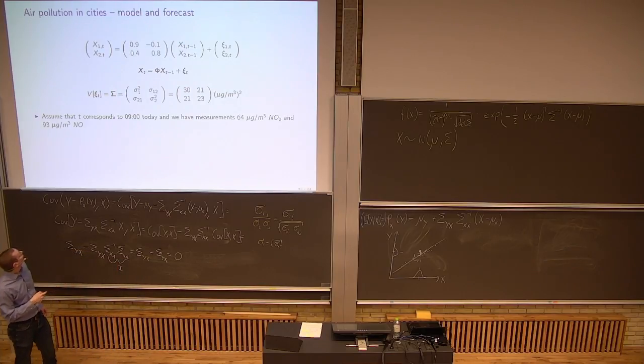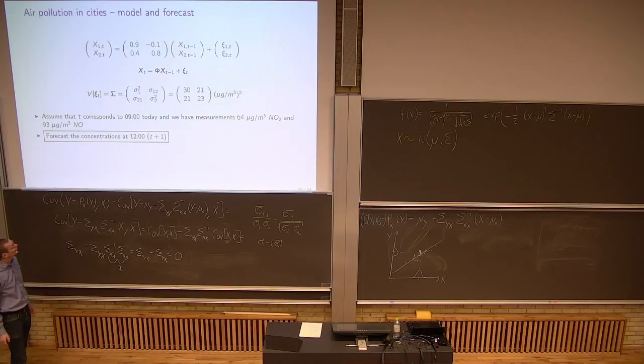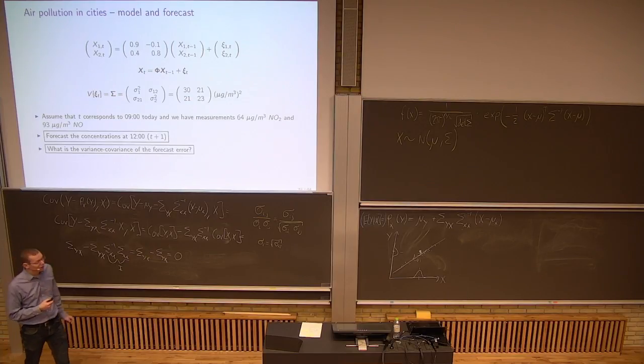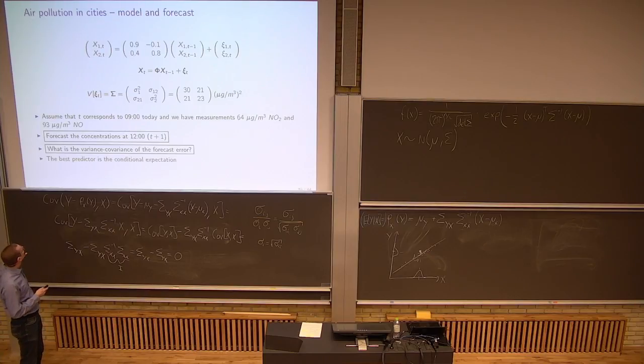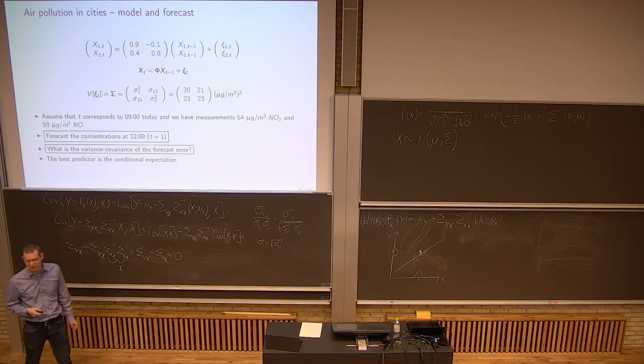And let's just assume that t corresponds to now, 9 o'clock today, and what we observed were those two observations there. So now the task is, how do we make a prediction at noon? One step forward in time. And what is then the variance covariance of that forecast error? To get the prediction is fairly simple. We just have to remember the best predictor is the conditional expectation. And we just observed what it is, those two values.